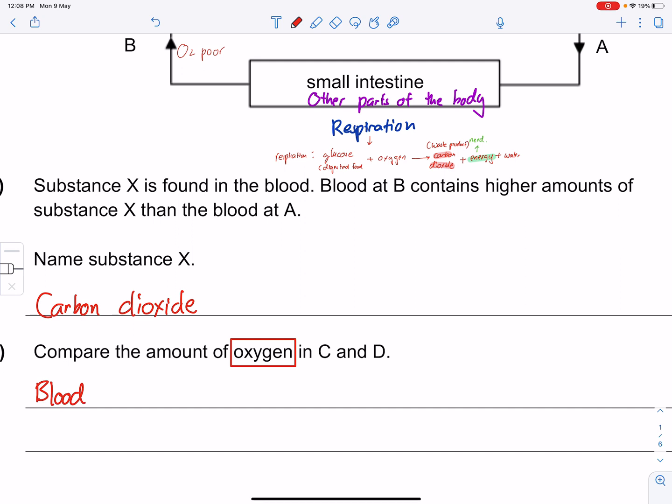Okay, I would just say D has a higher amount of oxygen than C. That's about it. Okay, annotate everything that I have written down. Next.